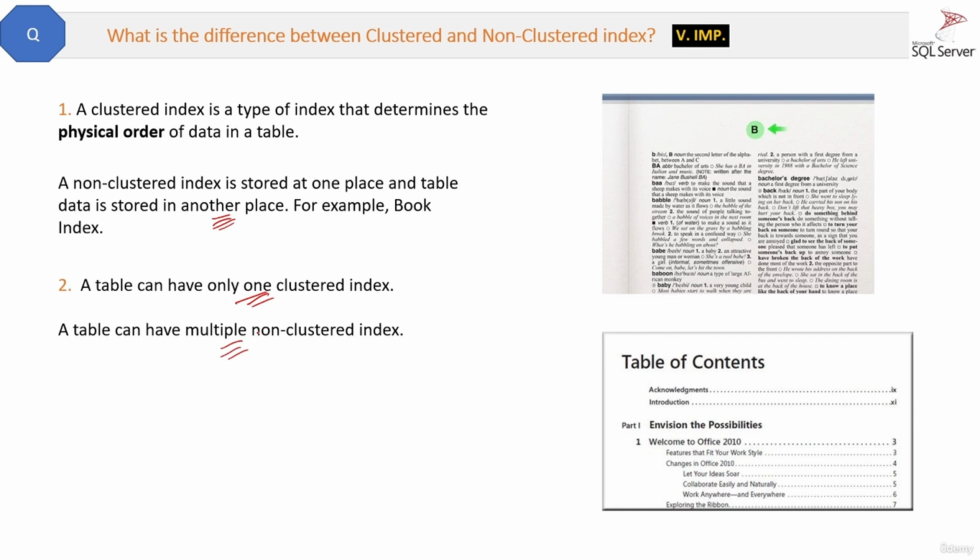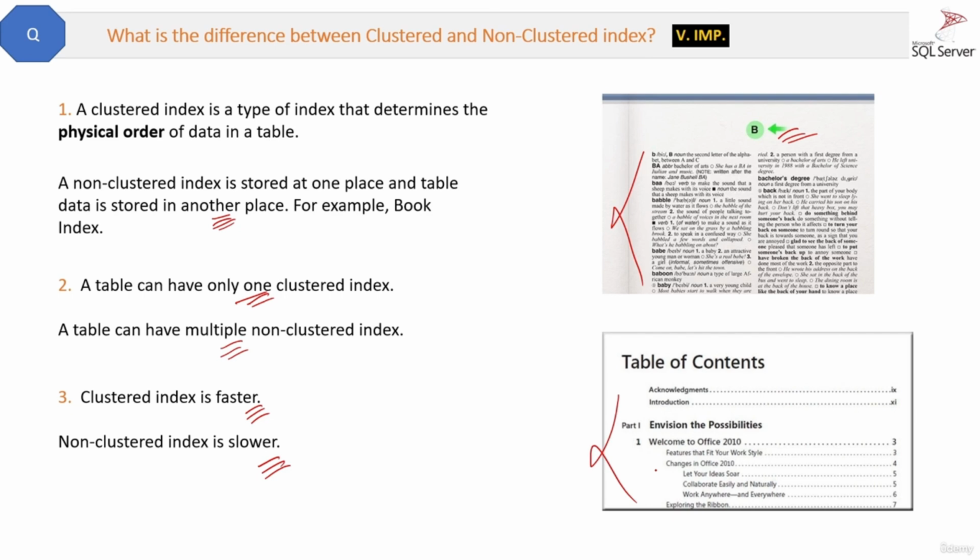Then the third difference is, clustered index is faster. Like in a dictionary, the search is so fast, right? You directly go to the alphabet from which the word starts. But a non-clustered index is slightly slower. Like in a book index, you have to open the index first, then find the topic's page number, and then go to the actual page. It is good, but yes, it is slow in comparison to the dictionary or the clustered index.